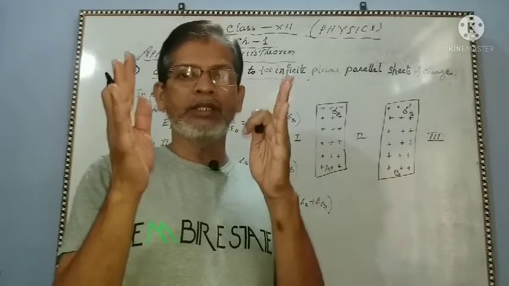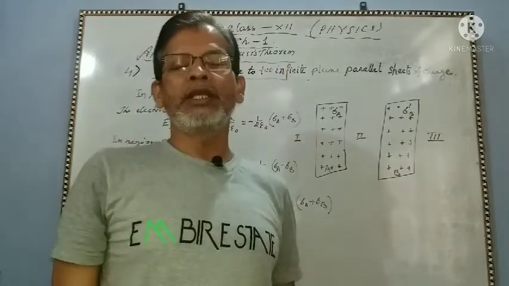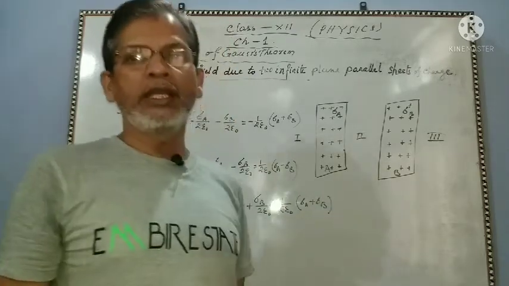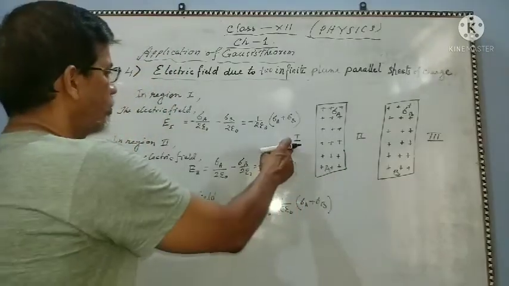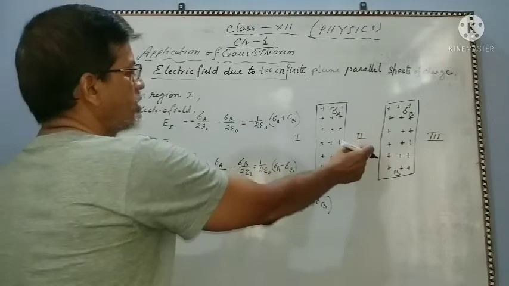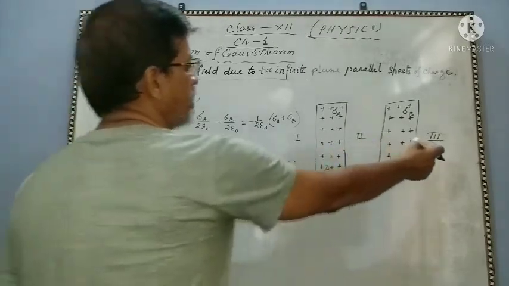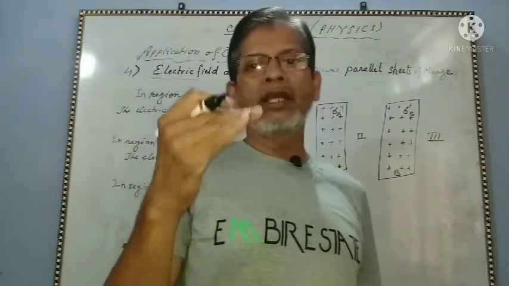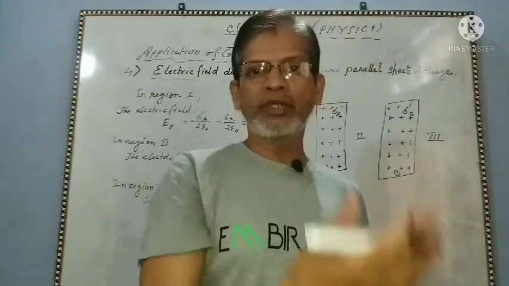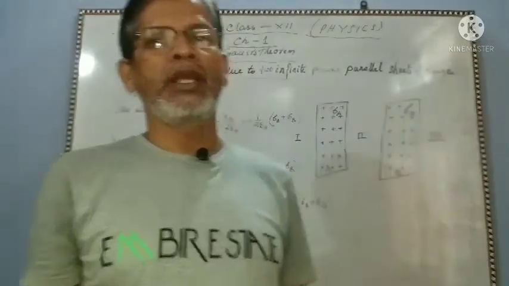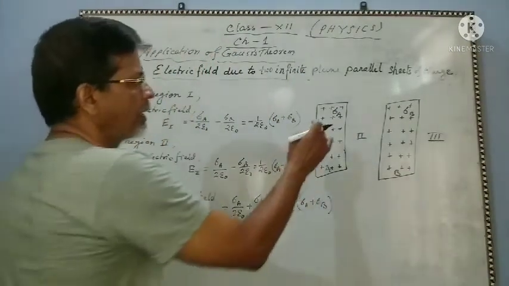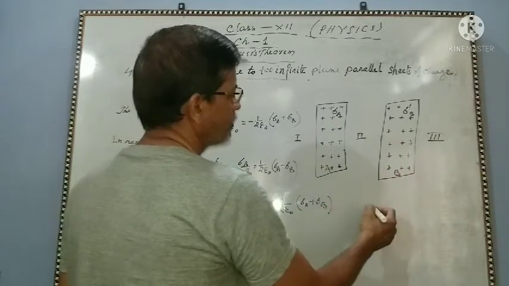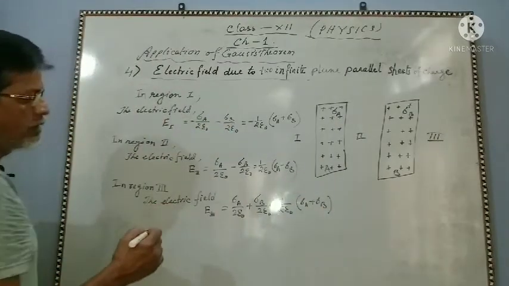If two charged plane sheets are placed parallel to each other, then the electric field in region 1 is this, in region 2 is this, and in region 3 is this, taking electric field towards right as positive and towards left as negative. Now suppose this is positive and this is negative. This is the special case.